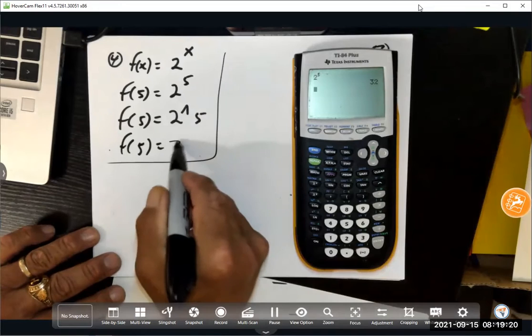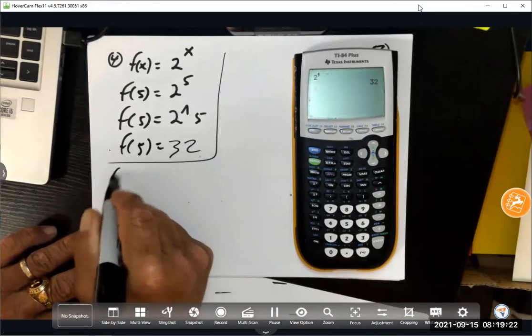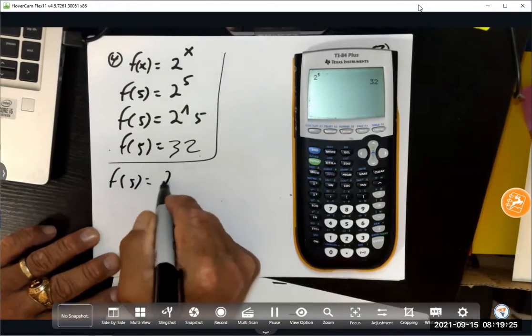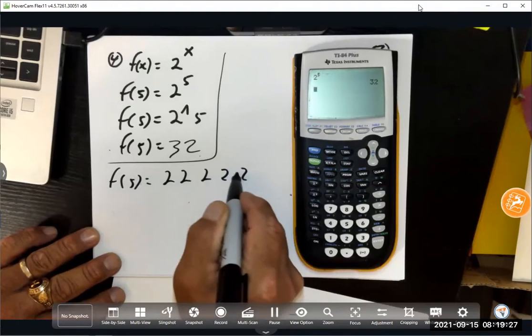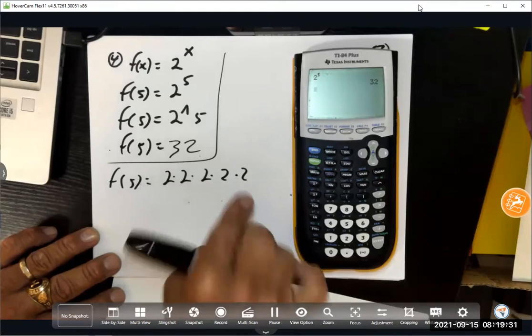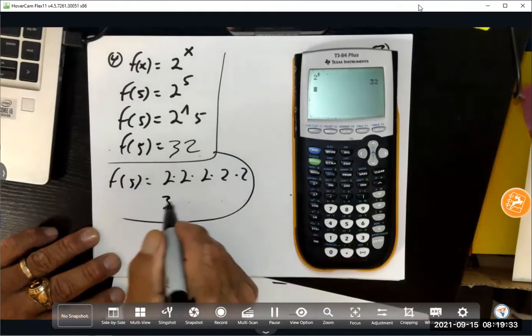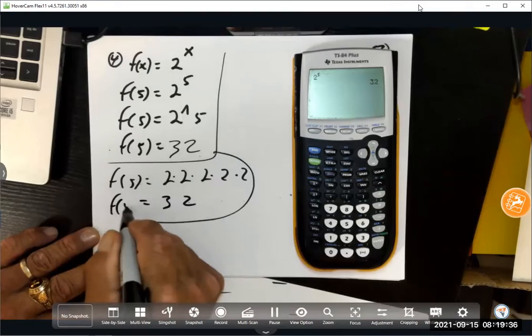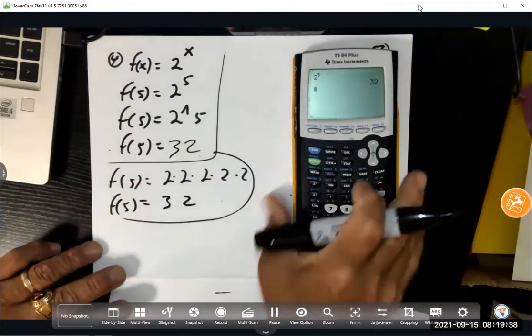32. Yeah, and the reason it gets 32 is because what it really does is this. It goes 1, 2, 3, 4, 5 of those. 2 is 4, 2 is 8, 2 is 16, 2 is 32. That's what happens there. But I don't want you to do that. That takes too many steps. Okay. All right, that's number 4.